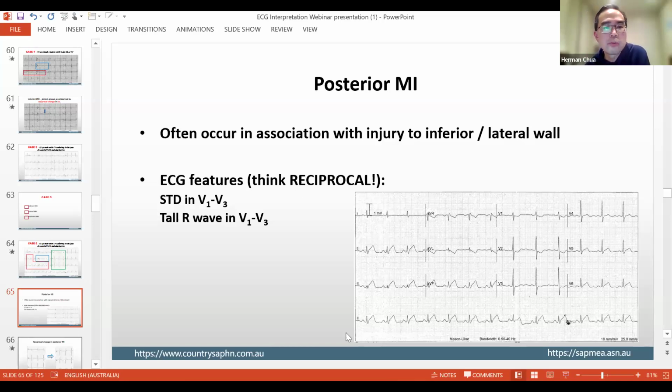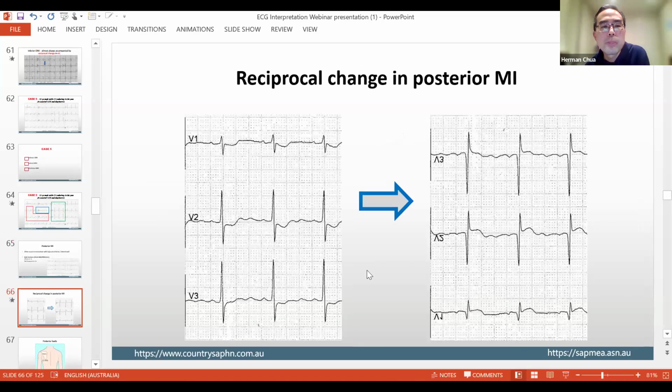So in fact, I want to show you that if you actually try and flip it upside down, V1, V2 and V3, you will be able to diagnose posterior because it manifests as ST elevation, right? And the R wave, like I said, it's actually your Q wave, right? So if I show you this image on the right, you will be able to diagnose this, no problems at all, right?